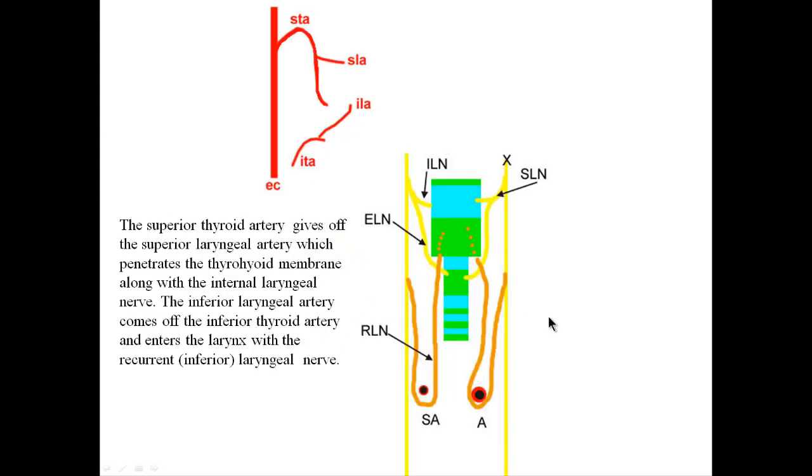All right, these two little drawings help to emphasize the blood supply and the nerve supply of the larynx. Here's the external carotid artery. It gives off the superior thyroid artery, which goes to the top of the thyroid. The superior thyroid artery gives off the superior laryngeal artery, which accompanies the internal laryngeal nerve through the thyrohyoid membrane to gain access to the larynx. The inferior thyroid artery gives off the inferior laryngeal artery, which accompanies the recurrent laryngeal nerve from below into the larynx. Remember, the inferior thyroid artery comes off of the thyrocervical trunk.